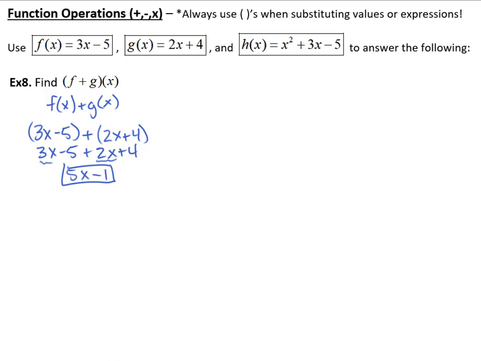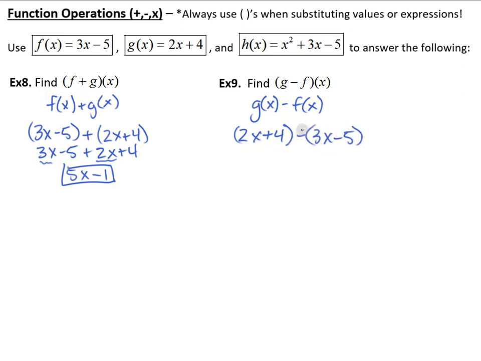Okay, let's try our next example. This time it wants me to subtract g minus f, and that order is definitely important, so make sure that you're following the correct order here. So this again is the same as g of x minus f of x. So where g of x is 2x plus 4, so we'll put that in our parentheses, minus f of x, which was 3x minus 5.